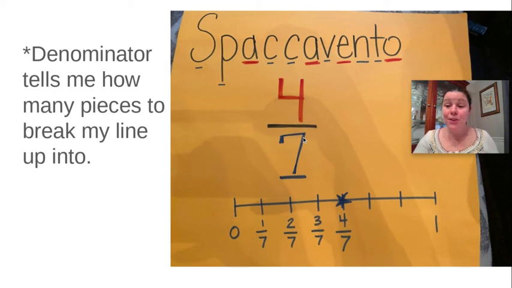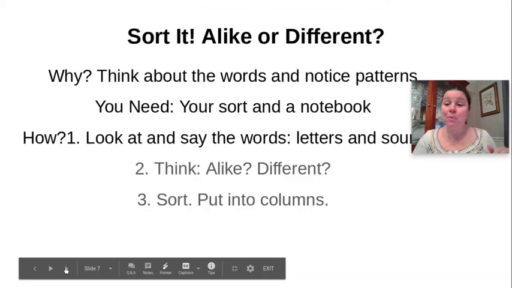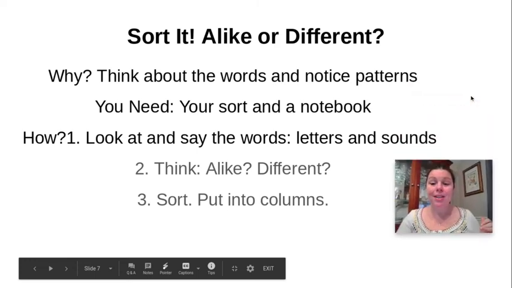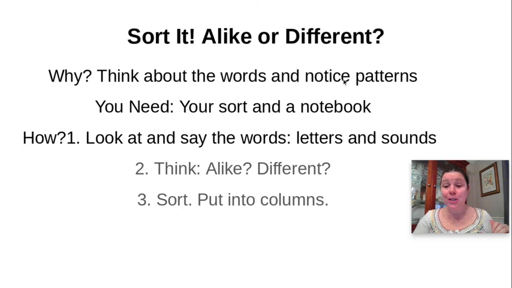So, what I'd like you to do is you are going to try with your word sort to make fractions, thinking vowels and consonants, and you can challenge yourself to put it on a number line. Now, the next activity is going to review what we did with our old sort. This one is sort alike or different, and we think about the words and notice patterns.